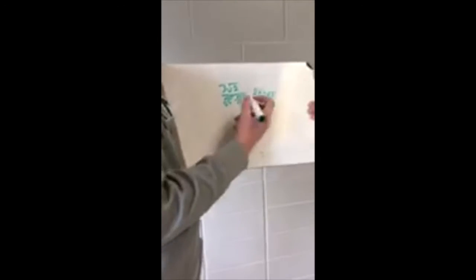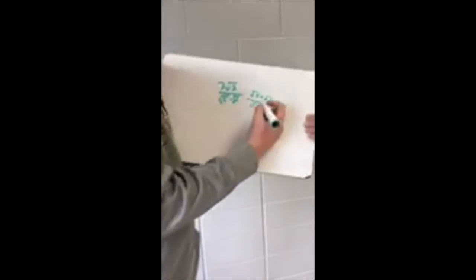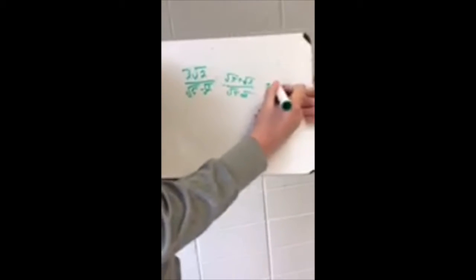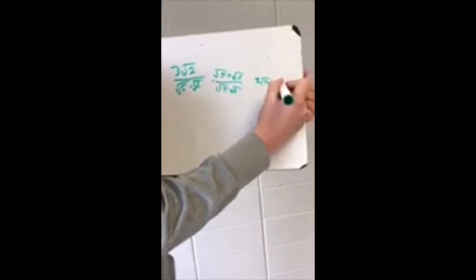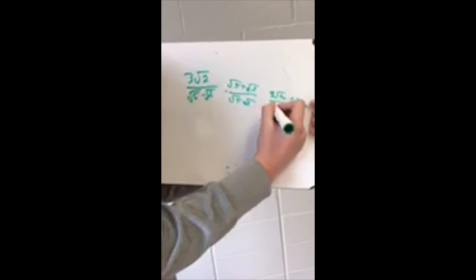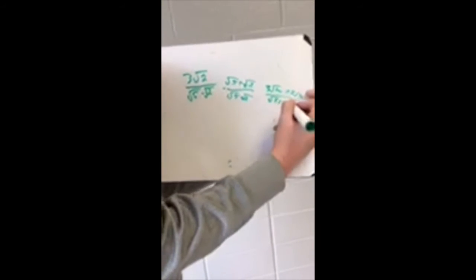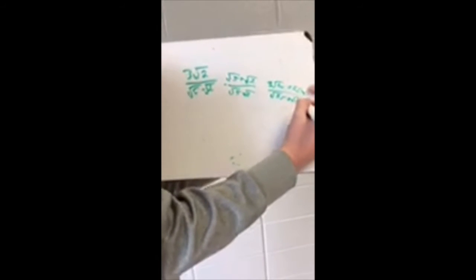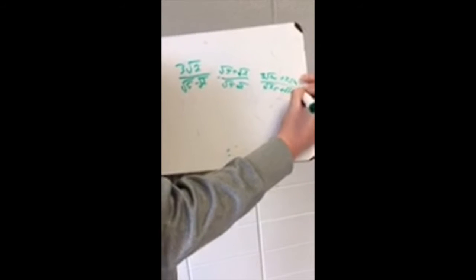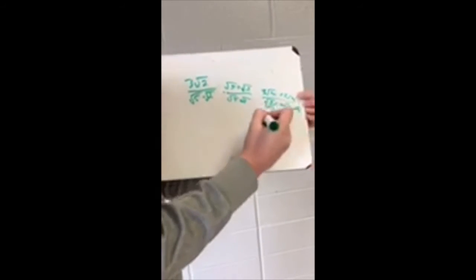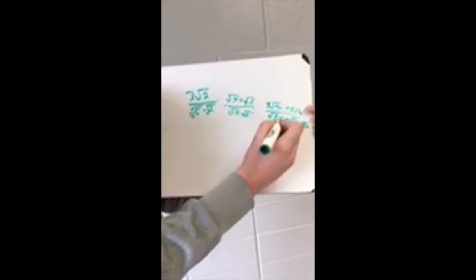Next step is to do FOIL, like we normally do on binomial expressions. So we get 3 radical 10 plus 3 radical 4 over FOIL again. We do radical 25, and then plus radical 10, and then minus radical 10, and then minus radical 4. So simplify all that out.